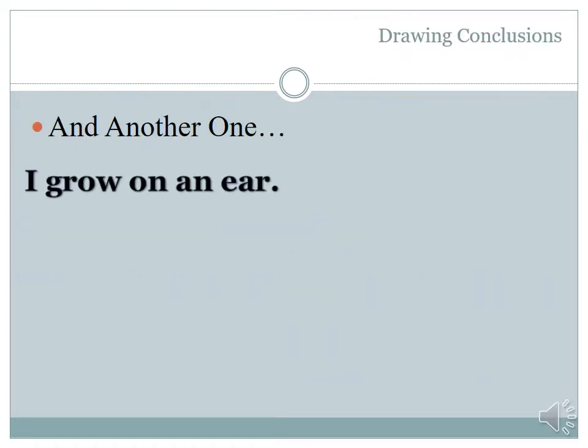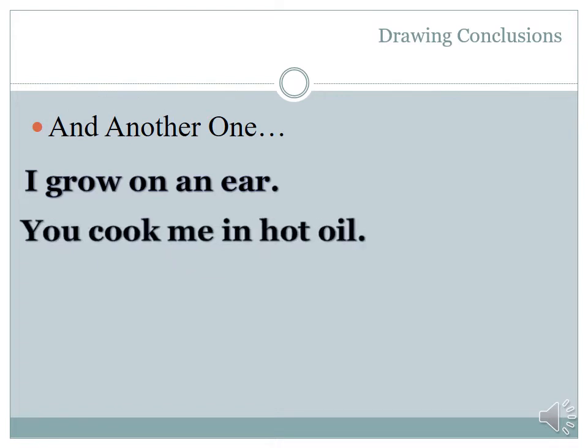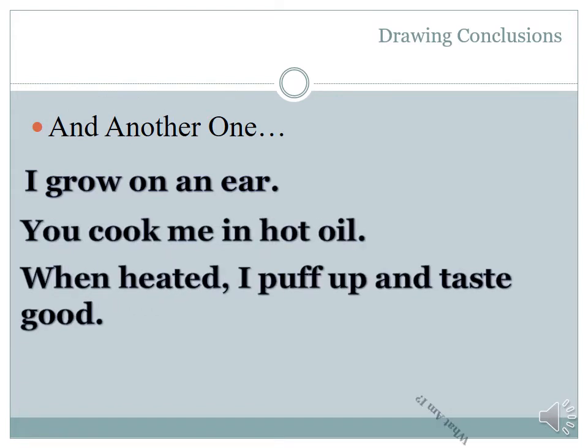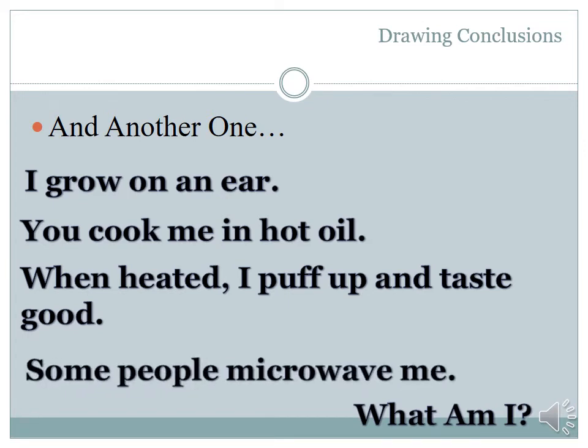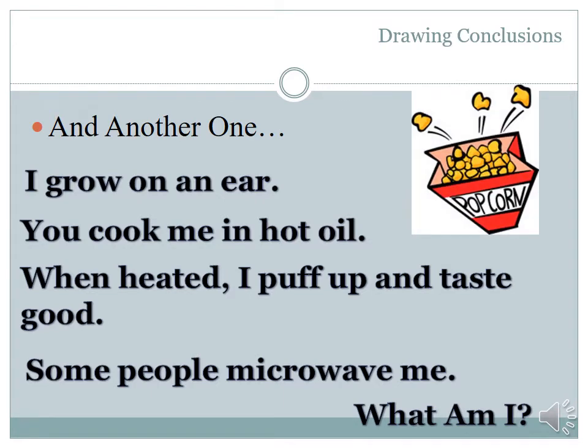And last example, I grow on an ear. You cook me in hot oil. When heated, I puff up and taste good. Some people microwave me. What am I? So what can you conclude about this example? Or what comes to your mind? So we have popcorn. We know that popcorn grows on an ear, and when we cook it in hot oil and when it is heated, it will pop up and taste good. And then some people microwave popcorn. So the answer is popcorn.